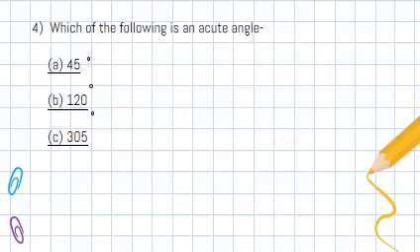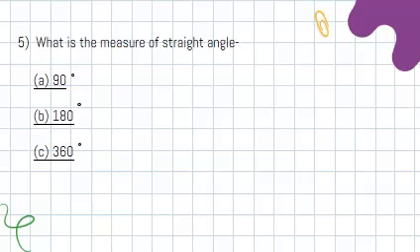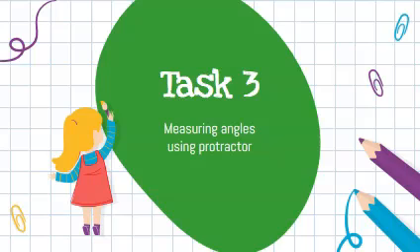Which of the following is an acute angle? Remember that an acute angle is any angle that measures between 0 and 90 degrees. So it's 45, of course. 108, 120 and 305 are obtuse angles. What's the measure of a straight angle? Should I remind you that a straight angle forms a straight line? Then it measures 180 degrees.